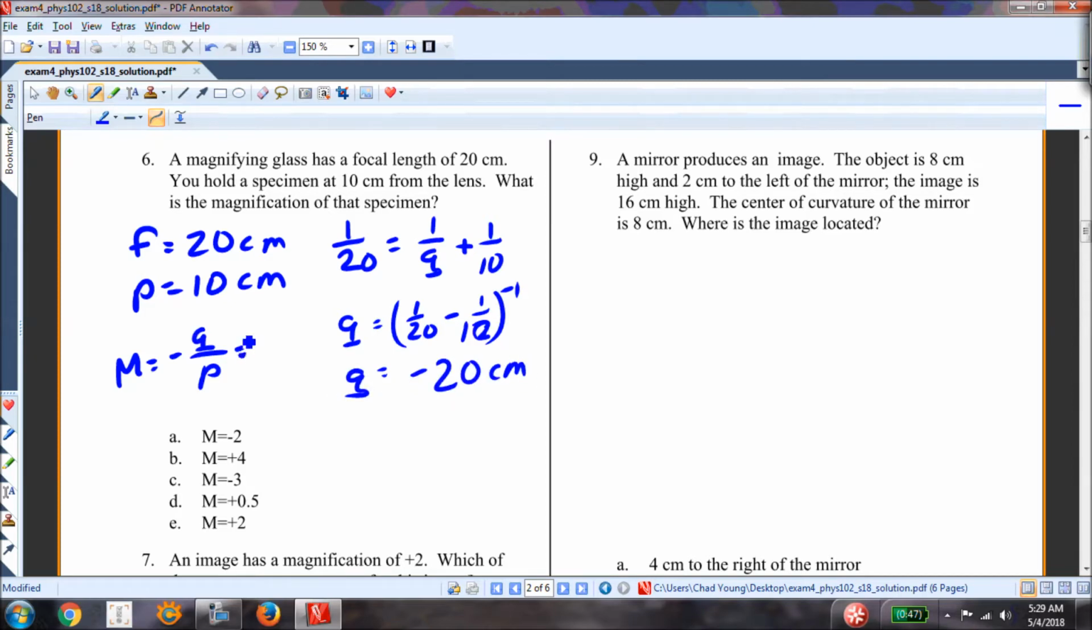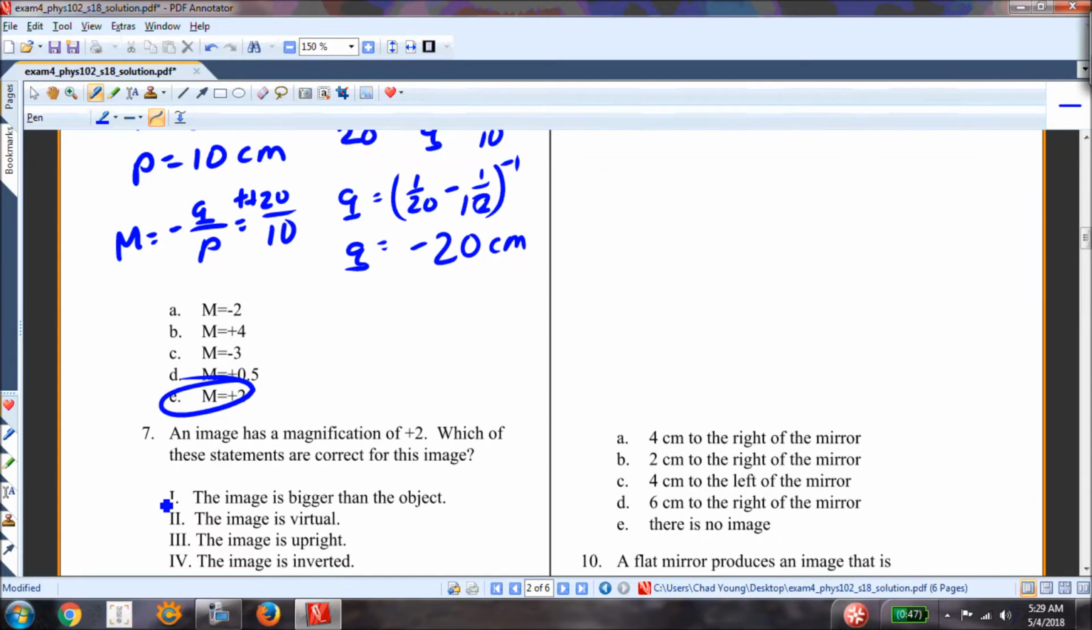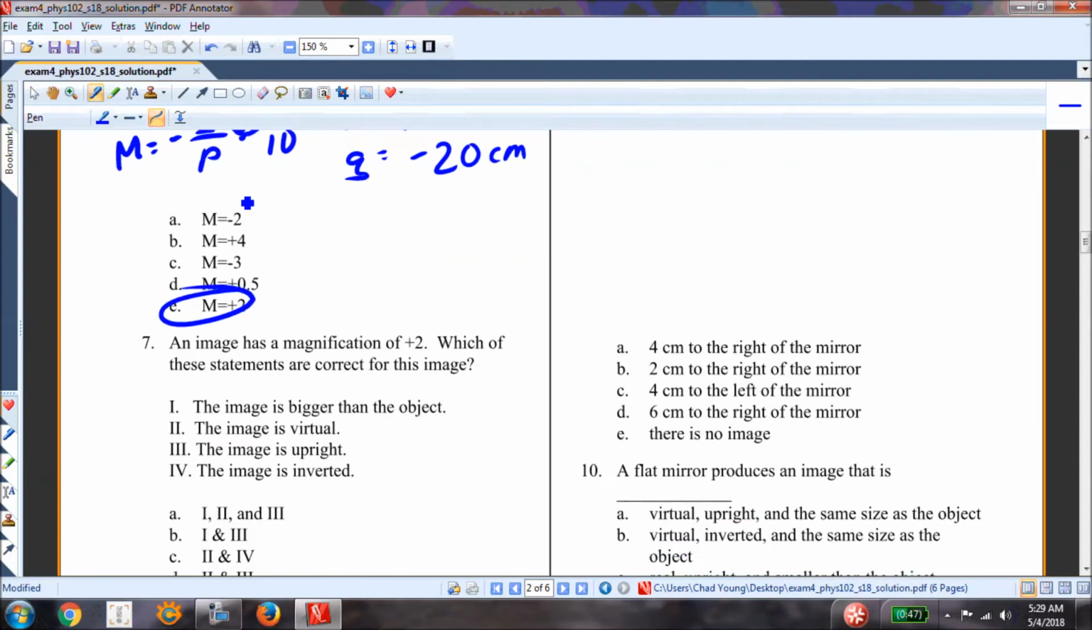And then this is going to be equal to negative 20 divided by P, which is 10. Those negatives become positive, and so 20 divided by 10 is positive 2, so 6 is E. Got to be careful with these signs right here. Make sure that you get both negatives, because if you miss one of those negatives, you would have put negative 2. But a magnifying glass is not an inverted image. It's always an upright image.